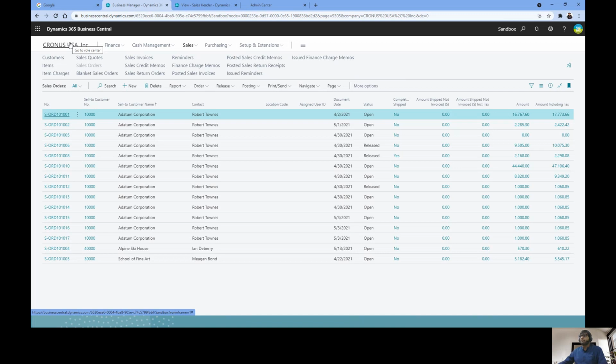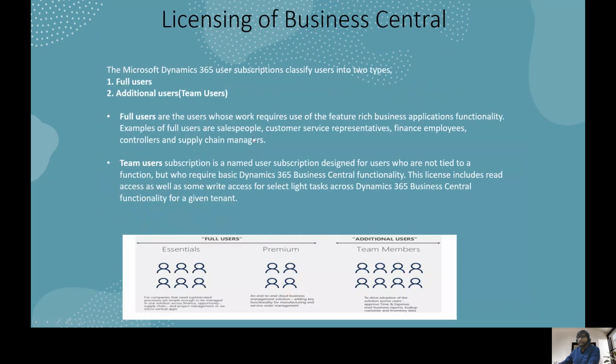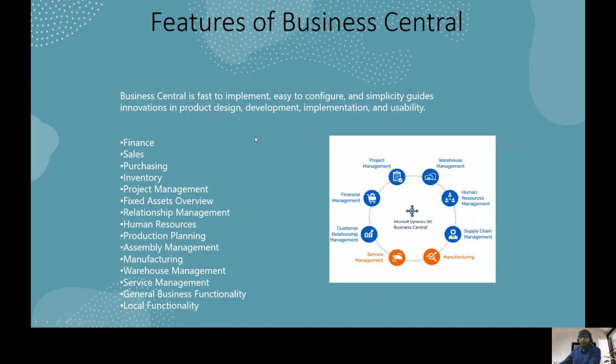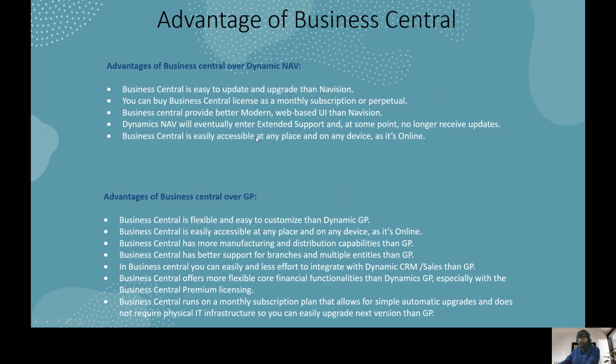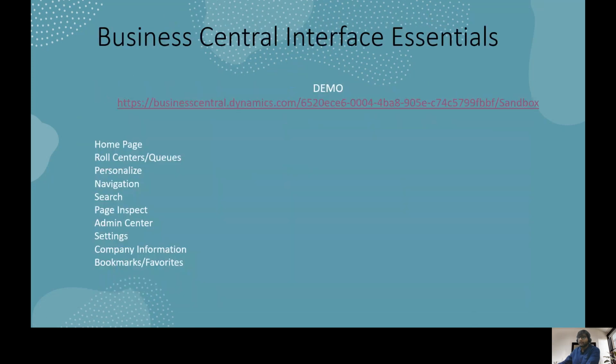So this is completely the basic thing about Business Central. Why you want to use Business Central, I already explained to you. This is completely for small and medium organizations, which they are targeting at a low cost. They can manage so many things in Business Central. So I think I have covered all these things: bookmark, company setting, admin center, page inspect, search bar, navigation, personalized roles and queues, and home page. Perfect. So I think I have covered everything in this demo.